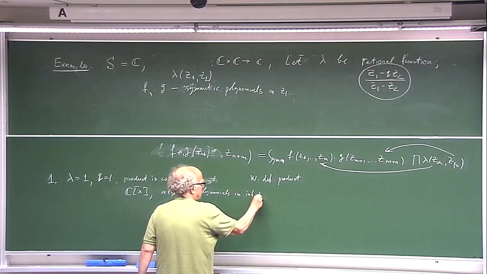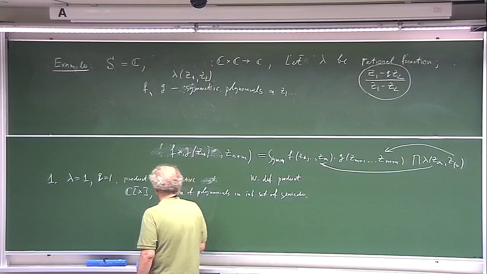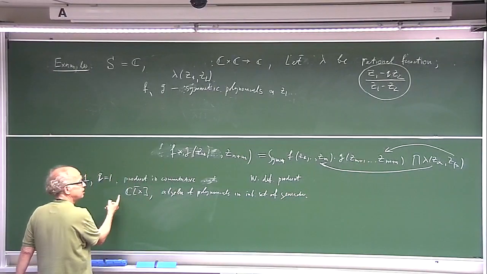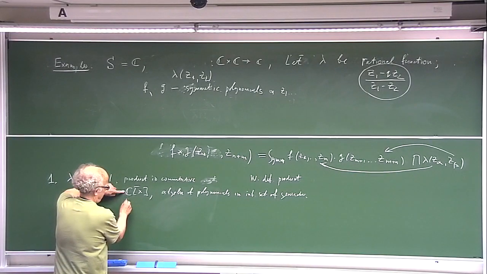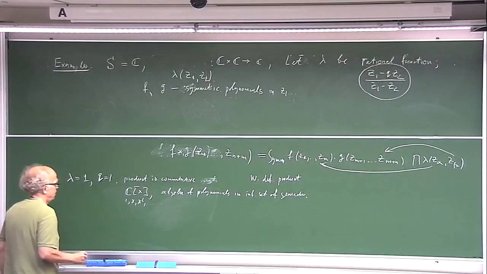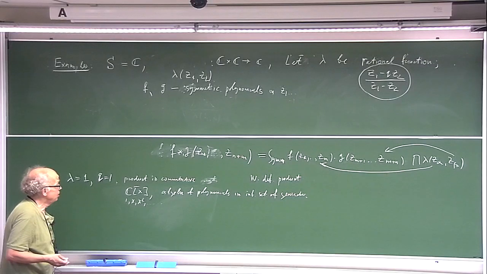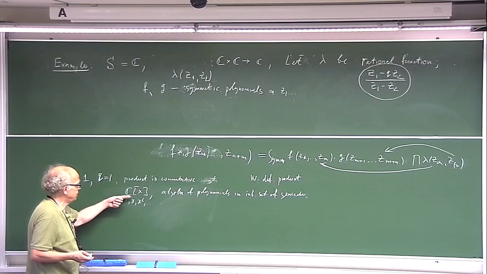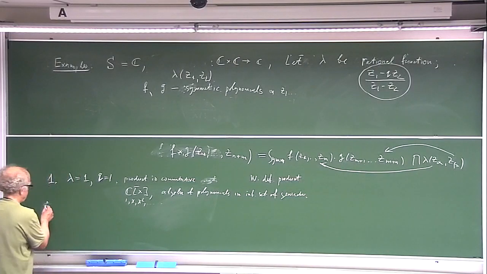Infinite set of generators, and about these generators, we have them just in first grading. So generators are placed in this space, in 1, x, x squared. So surely for generic Q, we can understand this algebra as a deformation of the algebra with an infinite set of generators. Fine.